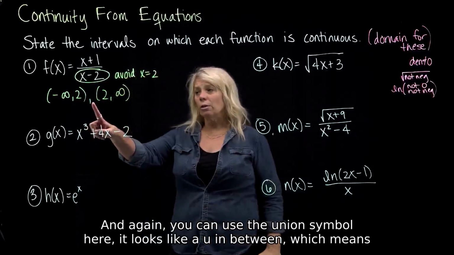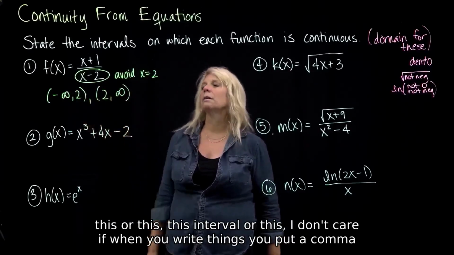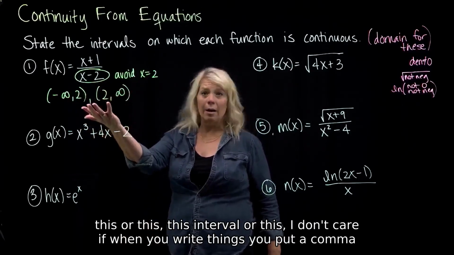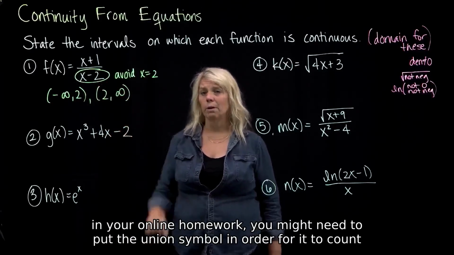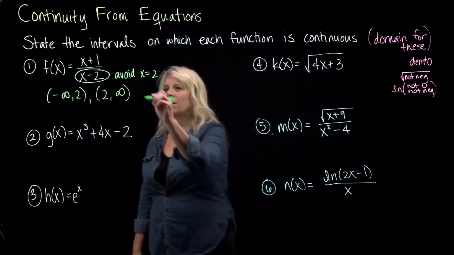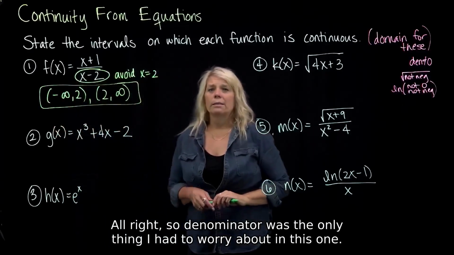And again, you can use the union symbol here. It looks like a U in between, which means this interval or this interval. I don't care if when you write things you put a comma, but in your online homework, you might need to put the union symbol in order for it to count as correct. All right, so the denominator was the only thing I had to worry about in this one.